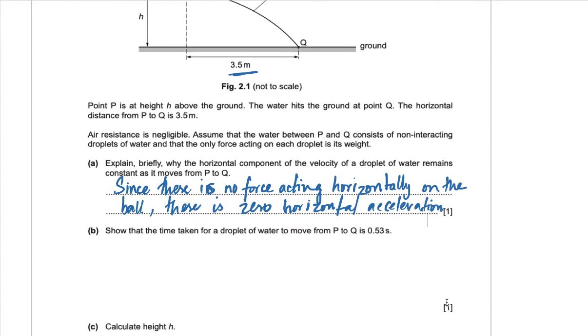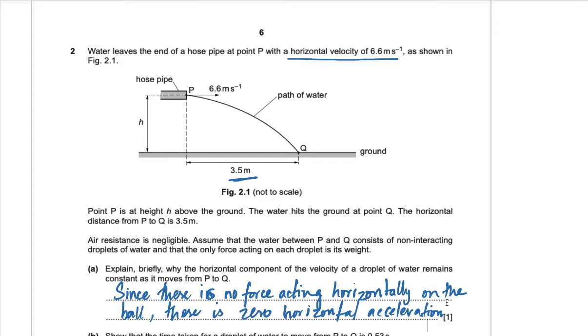Part B, show that the time taken for the droplet of water to move from point P to Q is 0.53 seconds. Now always remember that whether the horizontal or the vertical part of this projectile motion, the time taken is going to be the same for both the parts.